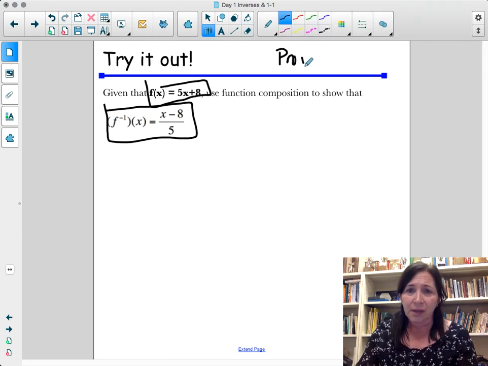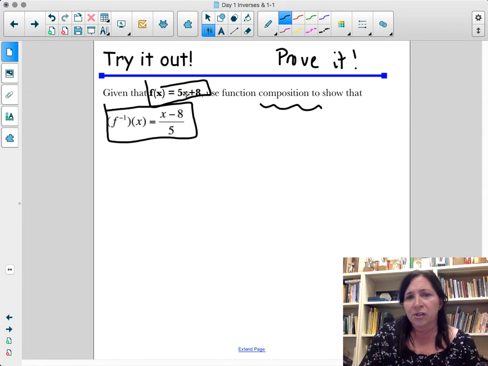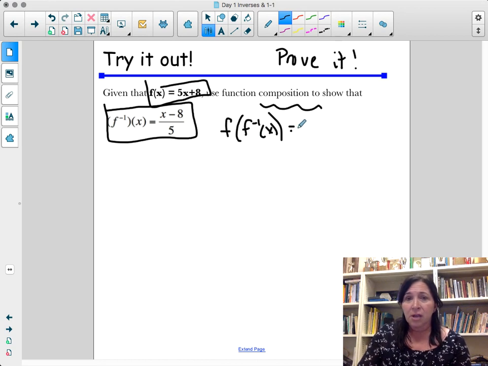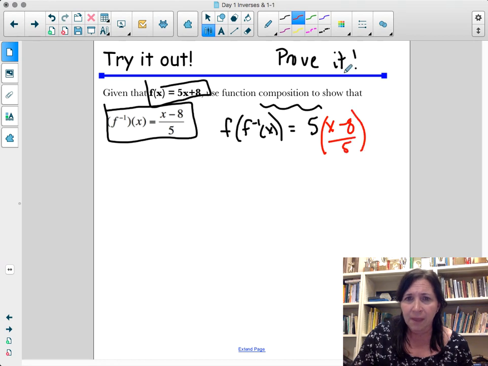So they want you to prove it using the composition of functions. That's what you're doing. So what I want you to do is to plug this equation into the f of x, or the f of the inverse into the f of x. So you're going to go f inverse f. So I'm plugging the f of x equation in for x. So in doing that, I'm going to get 5 times x. I'm going to use a different color to show that. And that's going to be x minus 8 over 5. And then add 8. Okay?